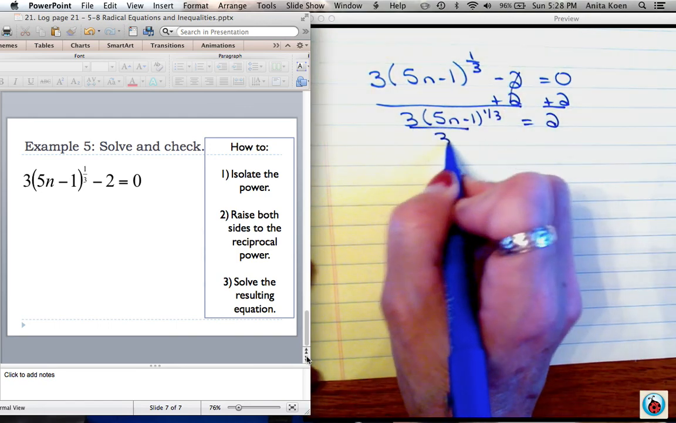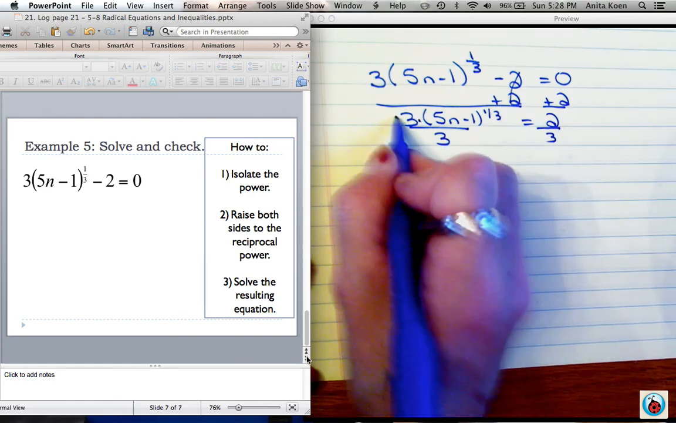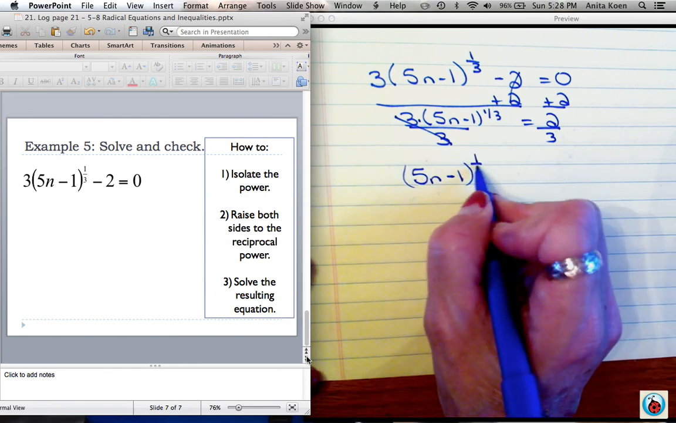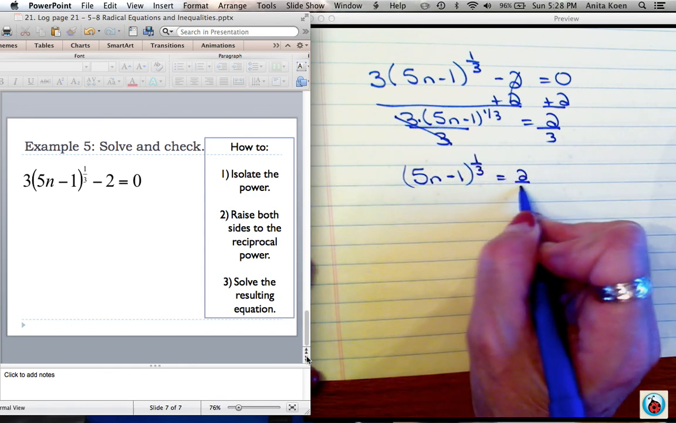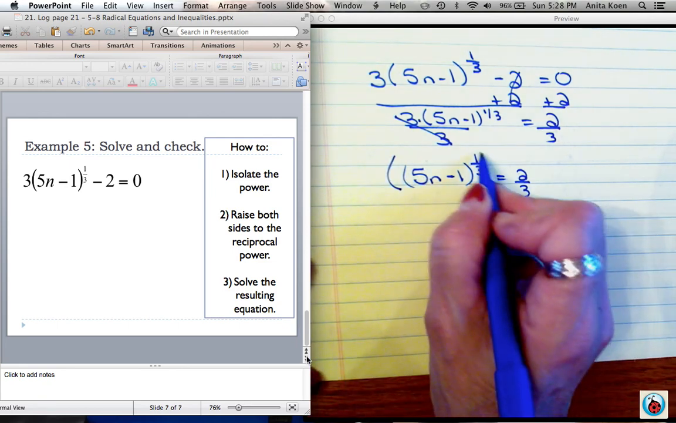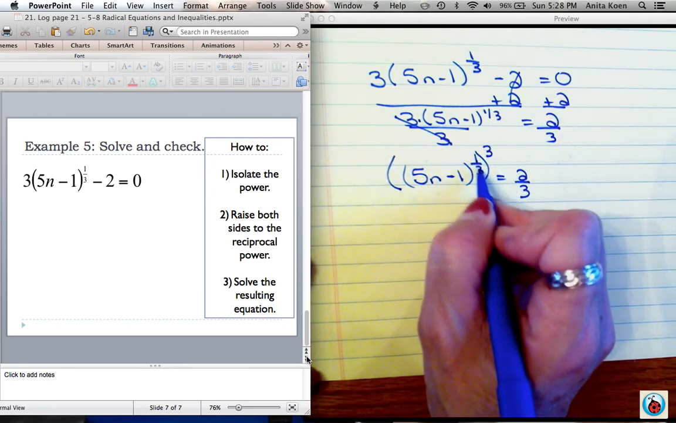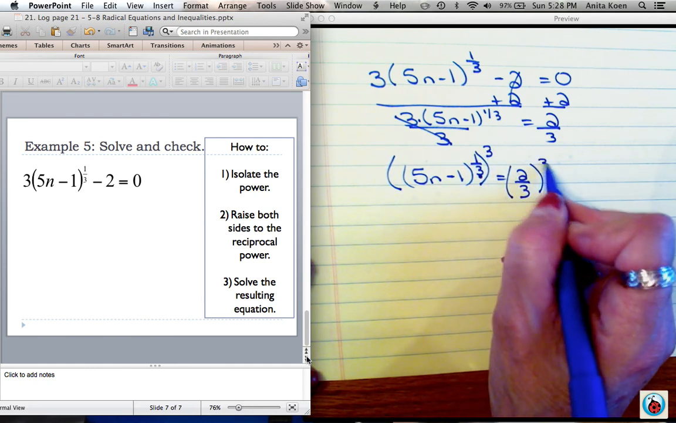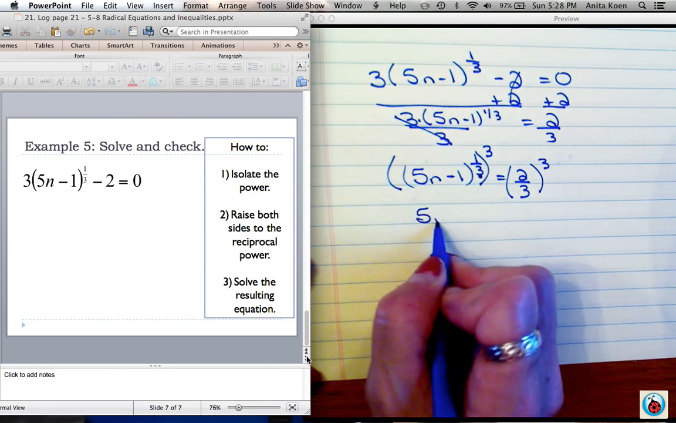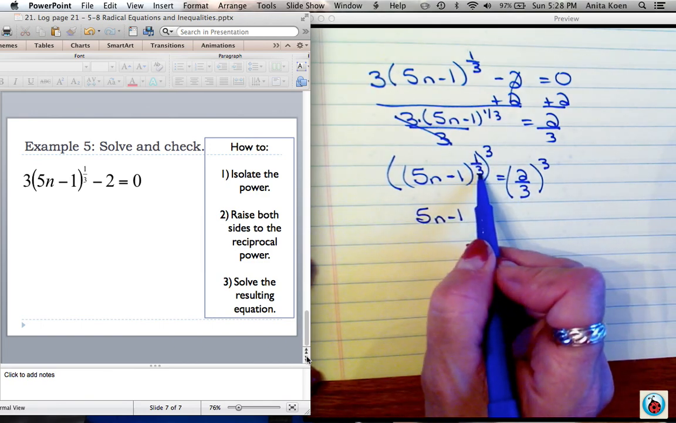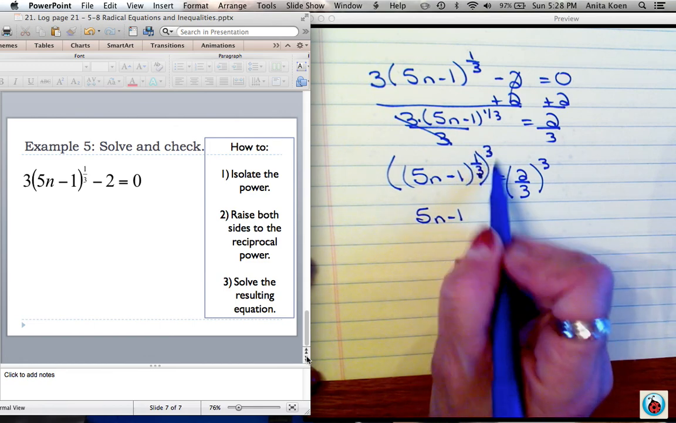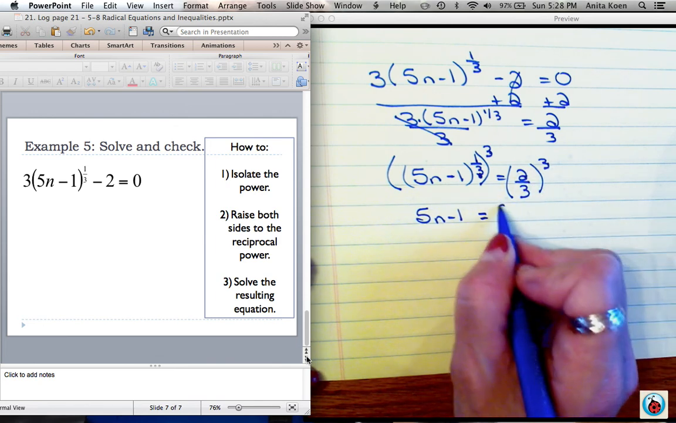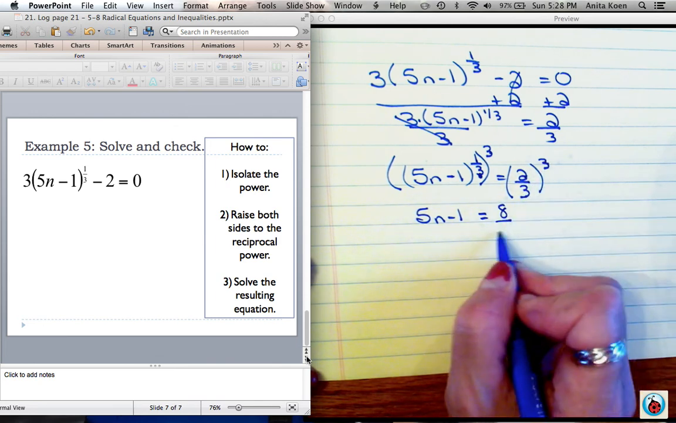We're going to divide everything by 3 to get rid of this multiplication by 3, because 3 divided by 3 is 1. 5n minus 1 to the 1/3 is equal to 2/3. Now we're going to raise everything to the third power, because this is the same as the cube root. The index is 3, so we're raising to the third power. So this is 5n minus 1, because 1/3 times 3 is 1, so that's the cubing undoing the cube root. And then this is 2 cubed, which is 8, divided by 3 cubed, which is 27.